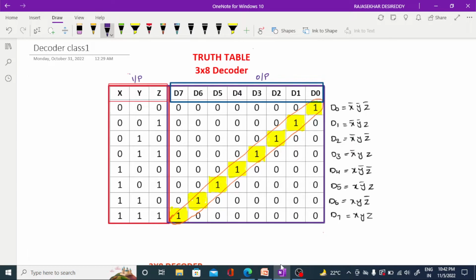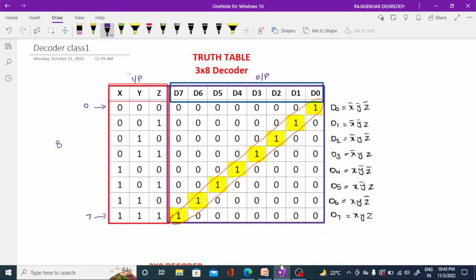Now here see 3 inputs. How many possible combinations will come? Just now we discussed, 0 to 7. So that means total 8 input combinations, right? These 8 input combinations are 0, 1, 2, 3, 4, 5, 6, 7. On one side you can write like this, and on the other side, you need to mention all the outputs: D7, D6, D5, D4, D3, D2, D1, D0, or D0, D1, D2, D3, D4, D5, D6, D7 also. That is your convenience.